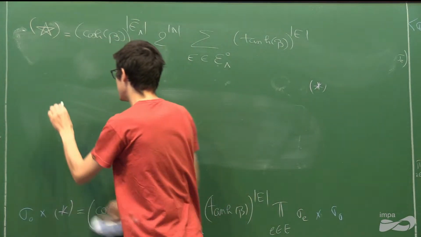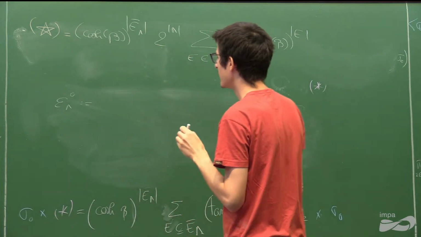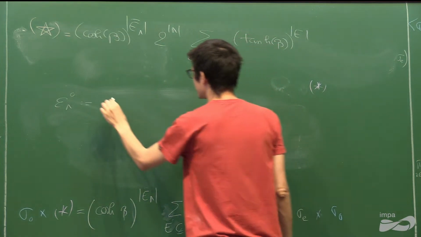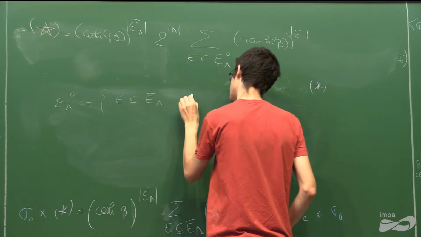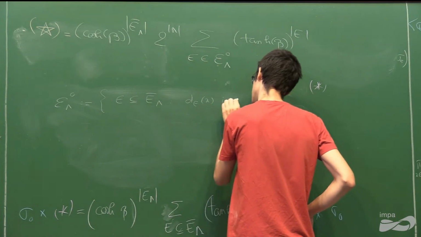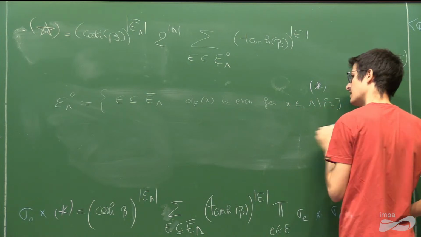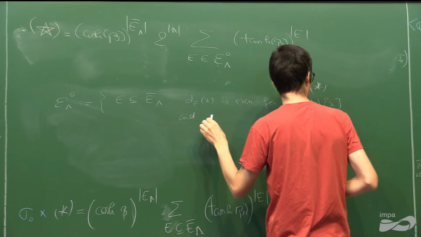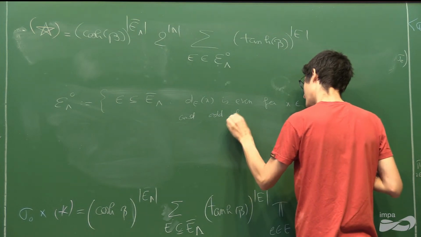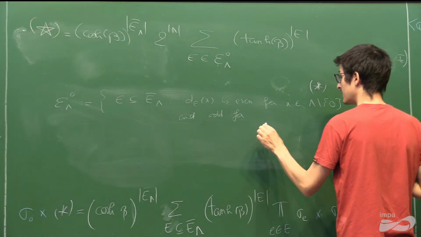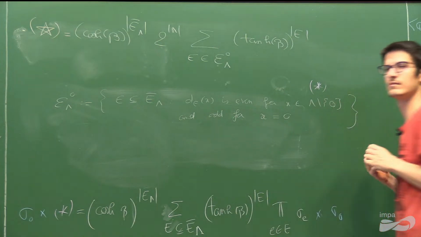So now this E_Lambda^0 is simply the set of E included in E_Lambda such that d_x is even for x in Lambda minus 0, and odd for x equals 0. So far, so good?